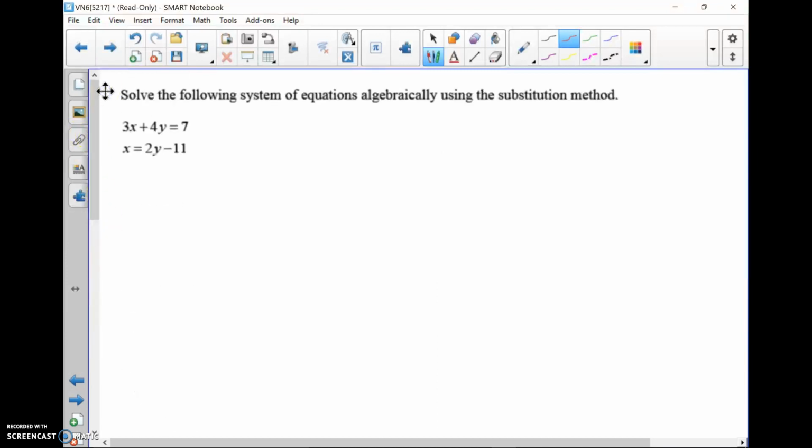The first one is set up a little bit easier because the first step is done for us. One of our equations has a variable solved for it. So this has x alone, right? It has x alone. So that means we have that first step done of getting something alone. So what that means is in my second equation, or my top equation, 3x plus 4y equals 7.